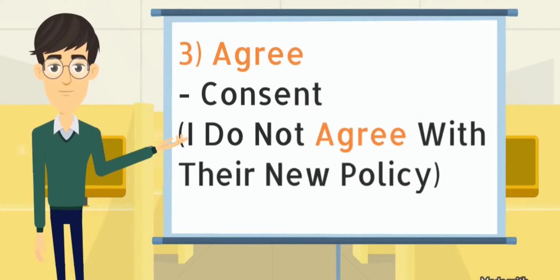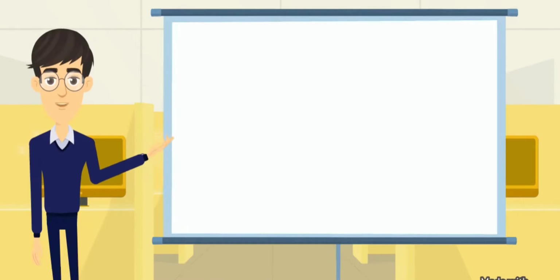Agree. It means consent. If we make a sentence, then we can say, I don't agree with their present policy. That means I'm not agree with them.